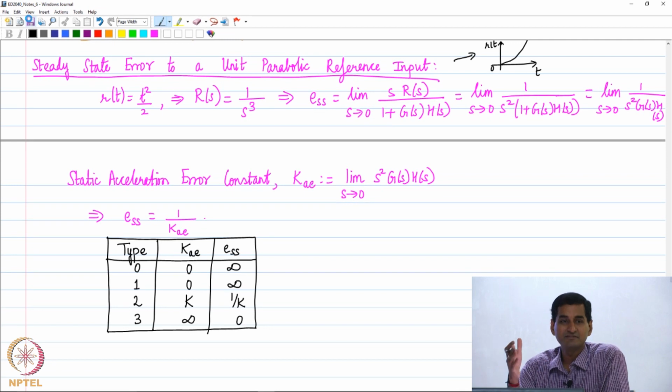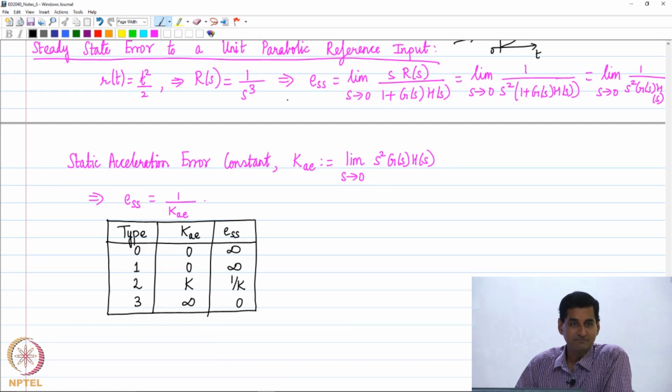Essentially we divided by 2 so that it comes out like 1 by s cube. But does that mean it's not a unit parabolic? That's the definition, no? That's how it's defined. It's defined that way. So it's called unit that way.